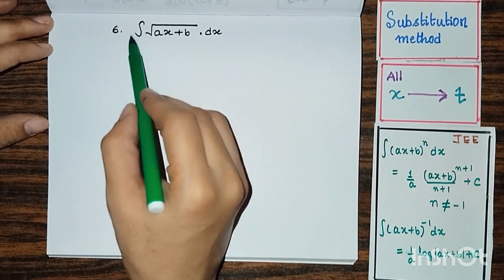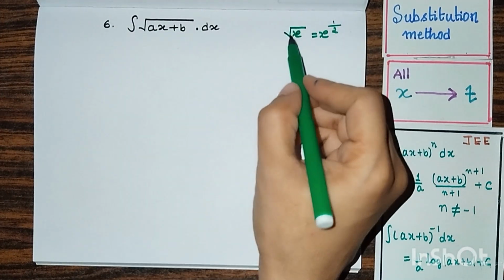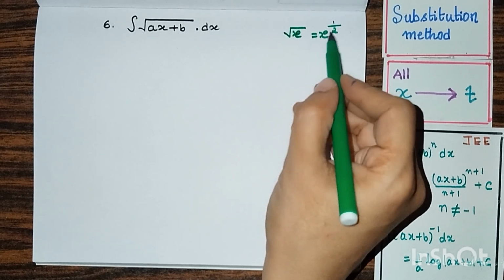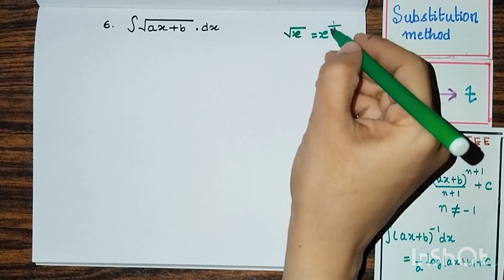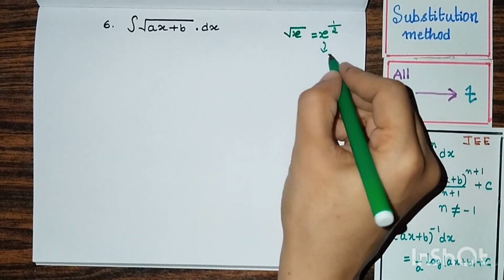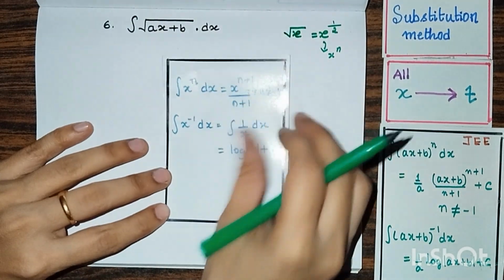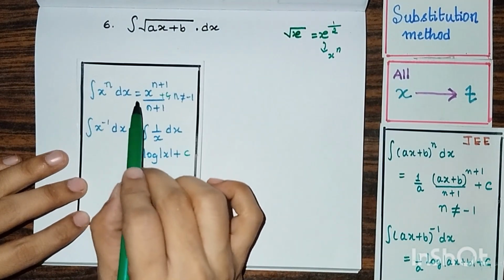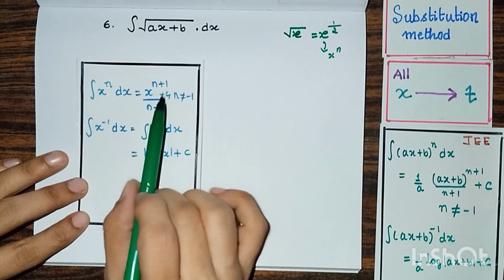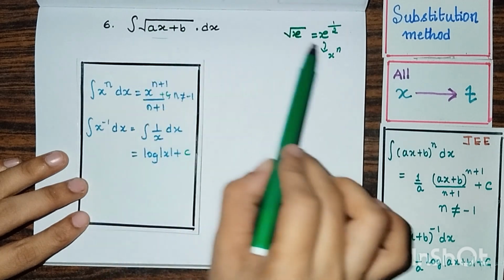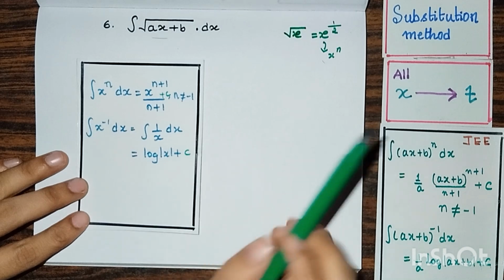Sixth question: integral of square root of ax plus b with respect to x. We know that square root of x is equal to x to the power 1 by 2. Right? So here we have x to the power of a number. If you think of this as x to the power n, now by the inspection method we have a formula: integral of x to the power n will be equal to x to the power n plus 1 by n plus 1, plus constant of integration. So if we are able to bring this in the form of x to the power n, then by the inspection method we can apply the formula.